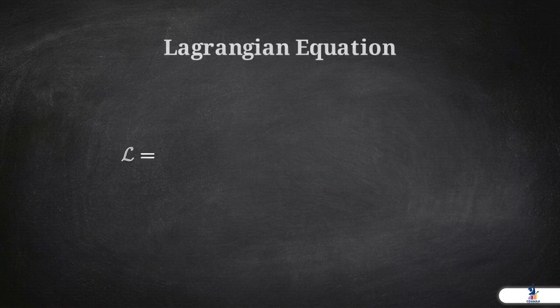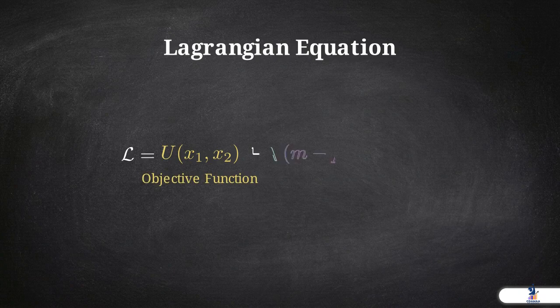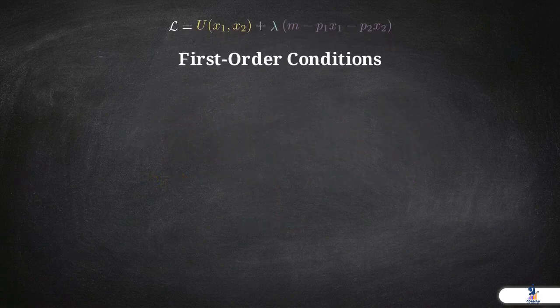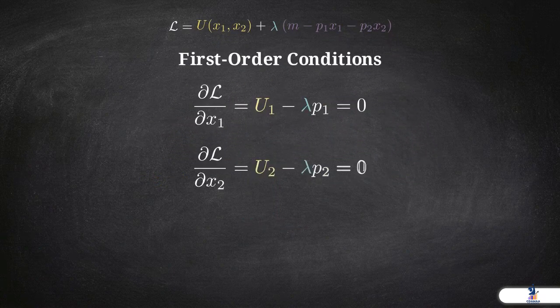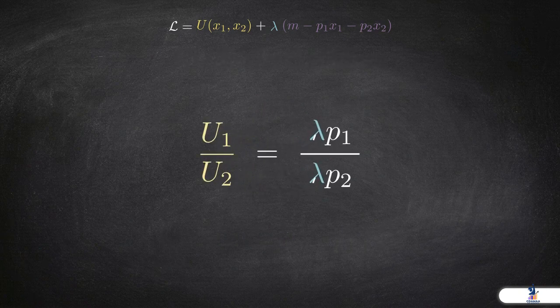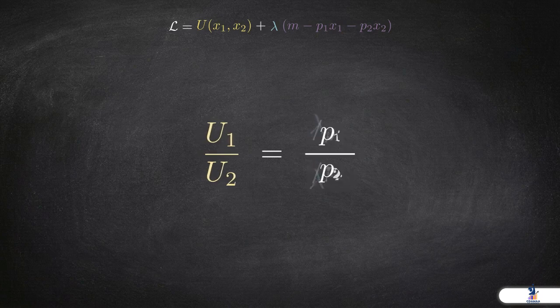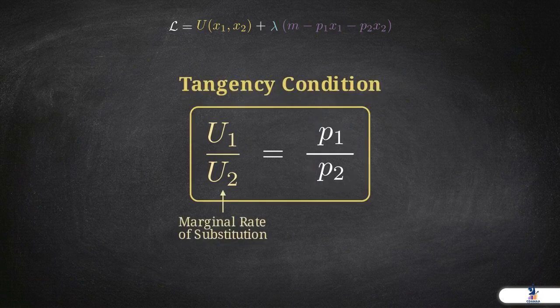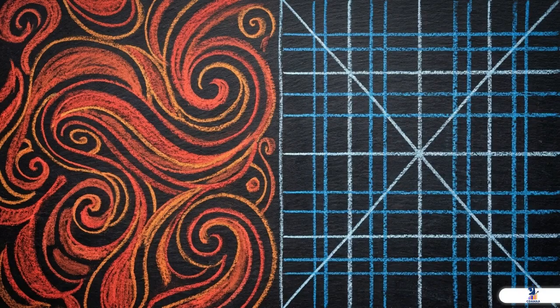tangency. To find this tangency mathematically, we set up a Lagrangian equation. We combine the objective function, the utility we want to maximize, with the budget constraint, linked by the Lagrange multiplier lambda. Taking the partial derivatives with respect to x1, x2, and lambda gives us a system of first-order conditions. By dividing the first two conditions, the lambdas cancel out, revealing the core tangency condition. The ratio of marginal utilities equals the ratio of market prices.